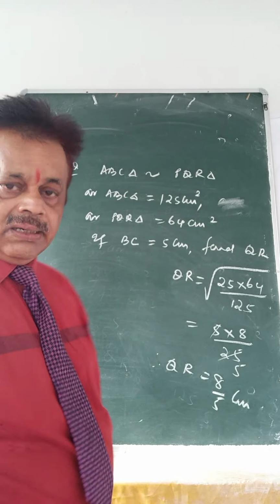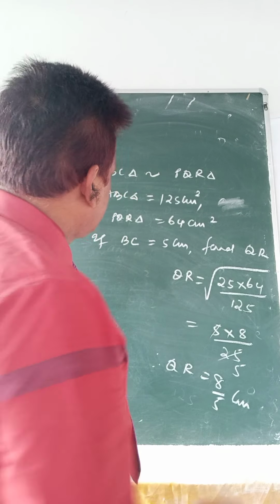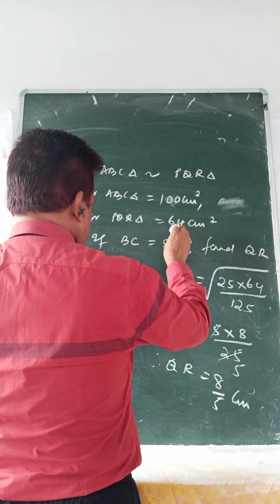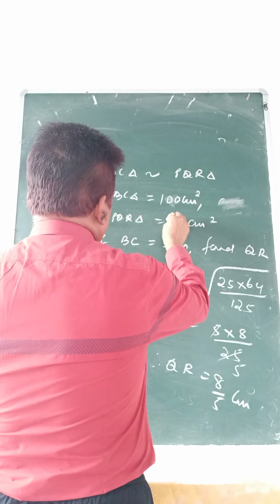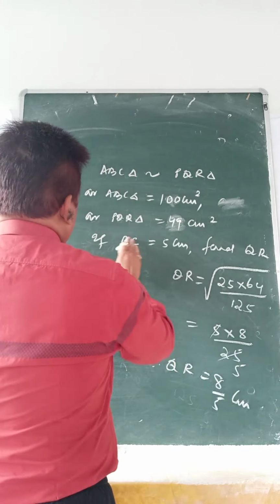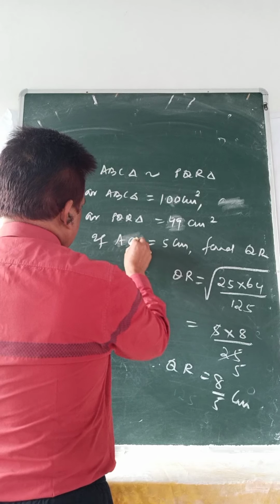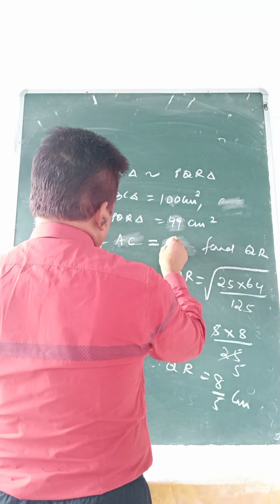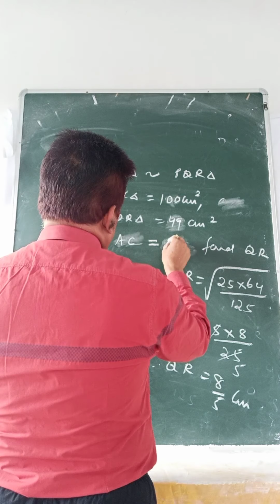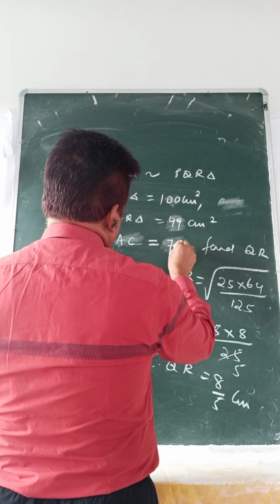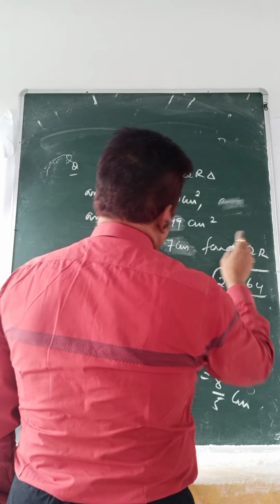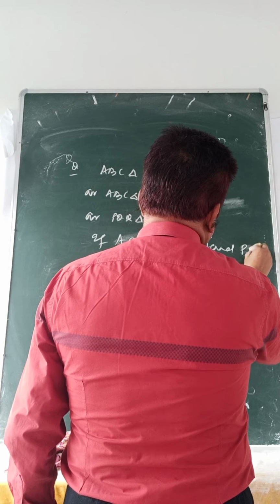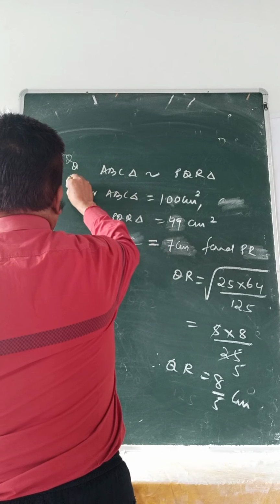So like this, you can try one question. Suppose this is 100. This is 49. This AC is, suppose, 7 centimeter. Find AC means find PR. Okay, this is homework for you.